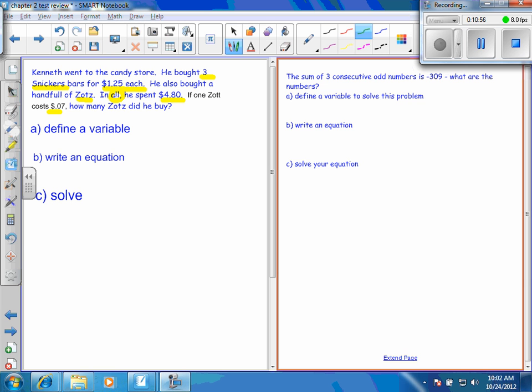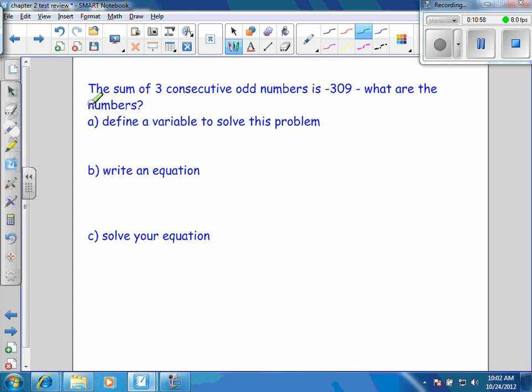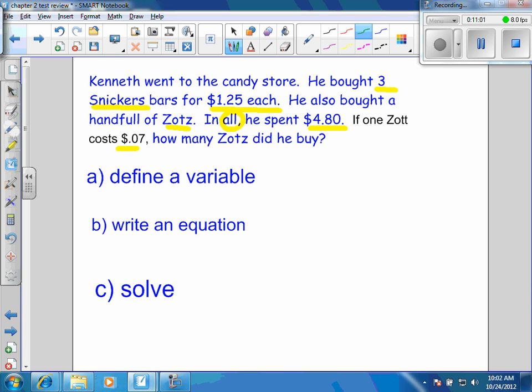Okay, so you might not be done with the problem, but hopefully by this point you've defined a variable, and you maybe have set up an equation. Any volunteers? Okay, Skylar. For the variable, I did n equals number of Zots. The number of Zots, because the question is how many Zots did he buy? So that's what we're trying to figure out. So n equals the number of Zots.